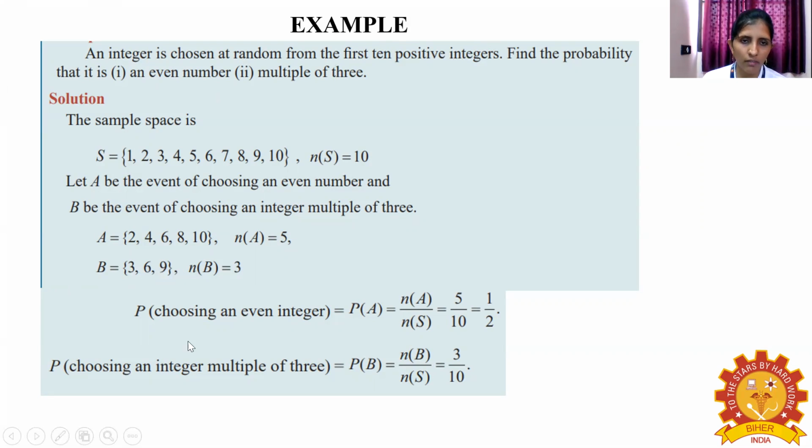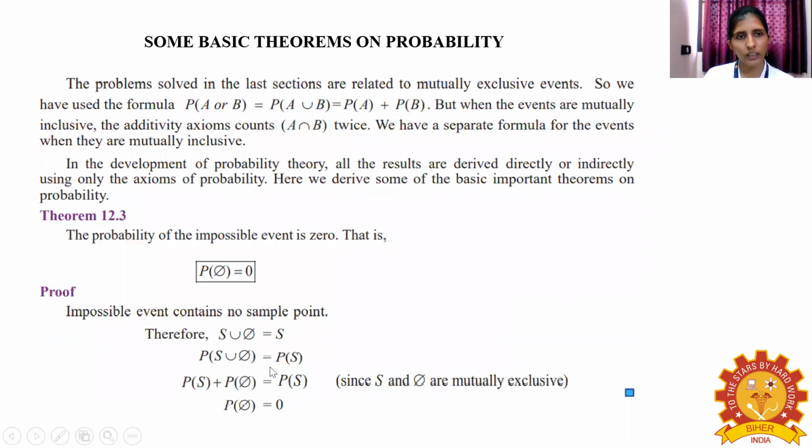So the probability of choosing an even integer, we have the formula: N of A by N of S, which is equal to 5 by 10, which is equal to 1 by 2. And P of choosing an integer multiple of 3 is equal to P of B, which is equal to N of B by N of S, which is equal to 3 by 10. Now let's see some basic theorems on probability.